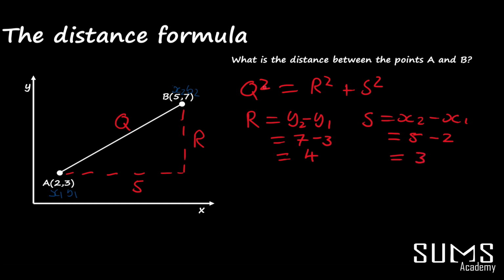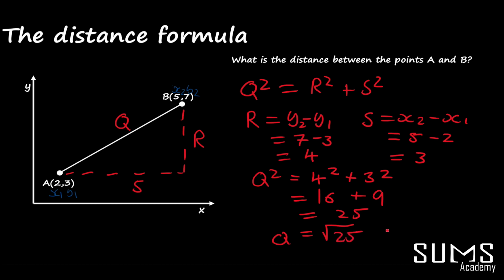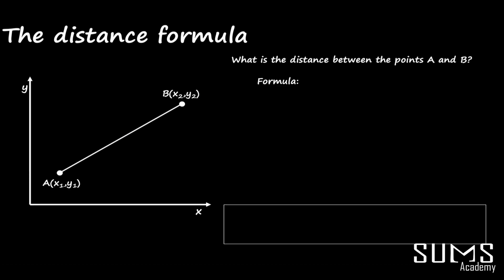So we can stick this information into our formula from before, where we go Q squared equals 4 squared plus 3 squared. So we should know that 4 squared is 16 plus 3 squared is 9, that equals 25. And now we don't want Q squared, we want Q. So Q equals the square root of 25, which we all know is 5. So Q equals 5. So that's just an example, but we'll look at a general form of this equation.